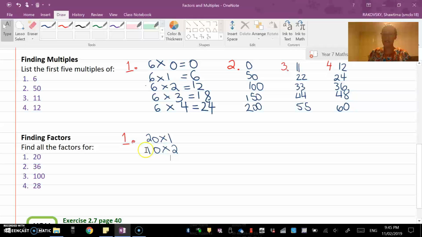Another one would be, well, if there's a 10 here, I can break that 10 up into a 5. So 20 divided by 5 is 4. So 5 times 4. Oh, sorry, 4 times 5. Remember, order does not matter. That's the commutative law. And I think I've got them all. Yep. Okay, so my factors for number 20 are 1, 2, 5, 10, and 20.